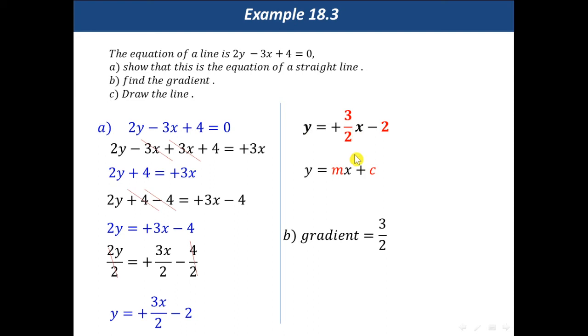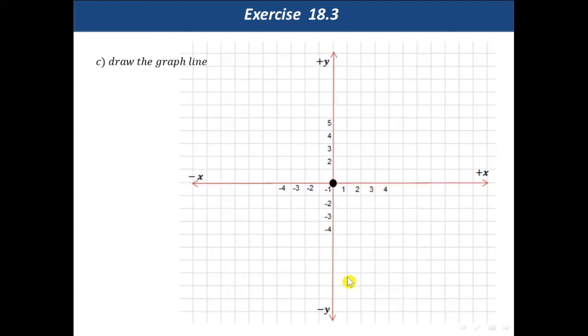y equals mx plus c, m is the slope, 3 over 2, and this is the intercept of the graph with the y-axis. So, find the gradient. The gradient is this one, plus 3 over 2. Very easy. Gradient is 3 over 2. Where's the y-intercept? Minus 2. Draw the line. How do I draw the line?